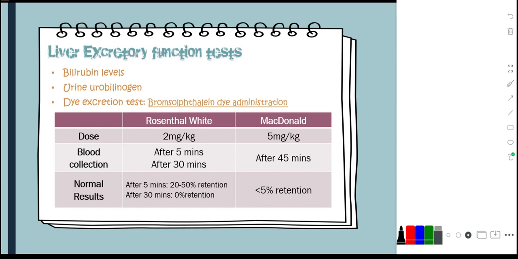On the other hand, let's have your McDonald technique. The dosage is at 5 milligrams of the dye per kilogram of the patient. Blood is only collected once, and that is after 45 minutes of the administration of the dye. After 45 minutes, if there's no problem with the excretory function of the liver, less than 5% of the dye should remain in the circulation.